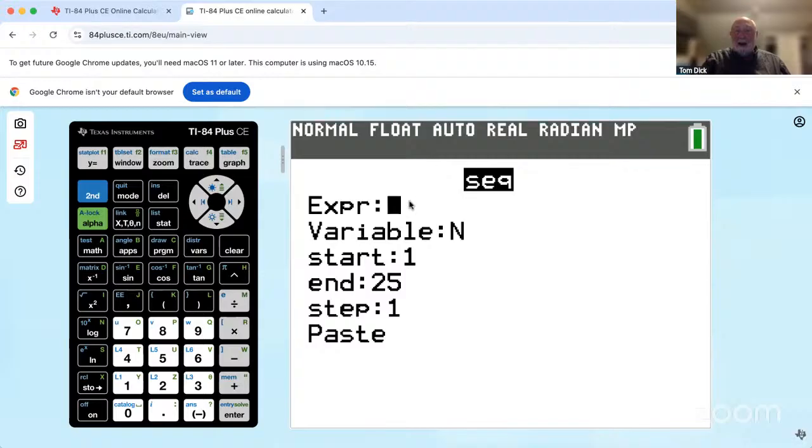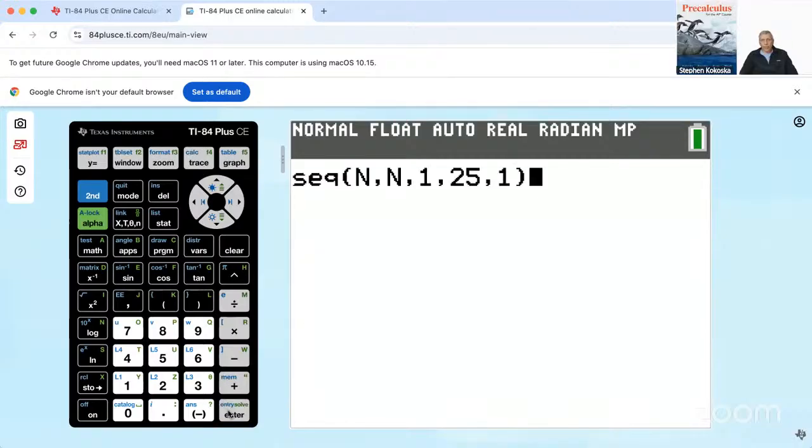And what I've already entered here, you put in the expression. This could have been cleared out, but the variable's in, the expression is in. I'm going to start it at 1, end it at 25, and just step by 1 each time. And let's go ahead and then paste that. And there it is on the home screen. And then we're going to store that in L1.